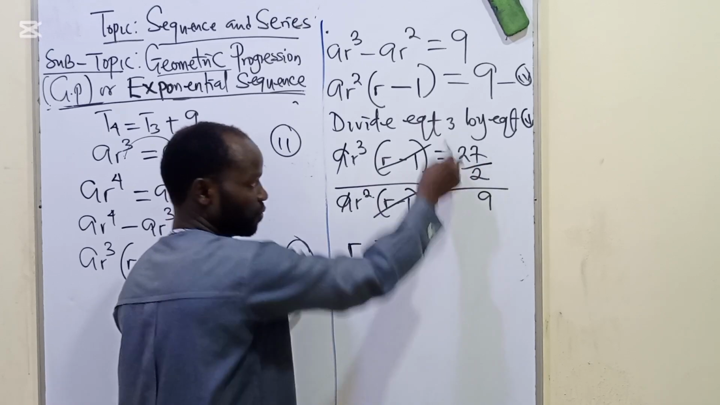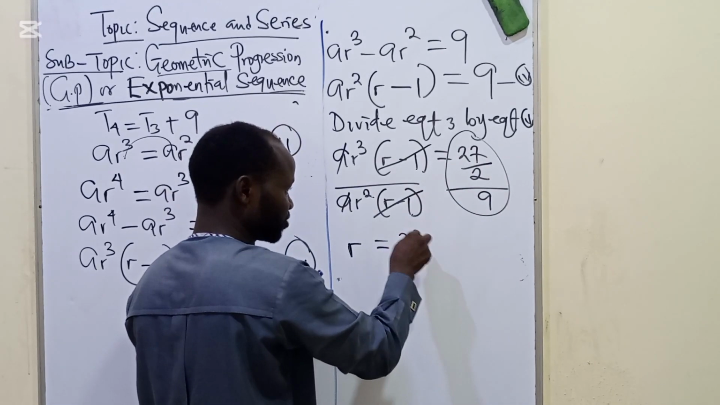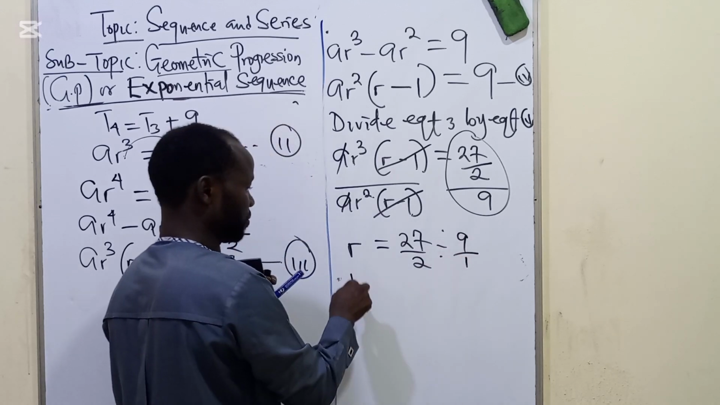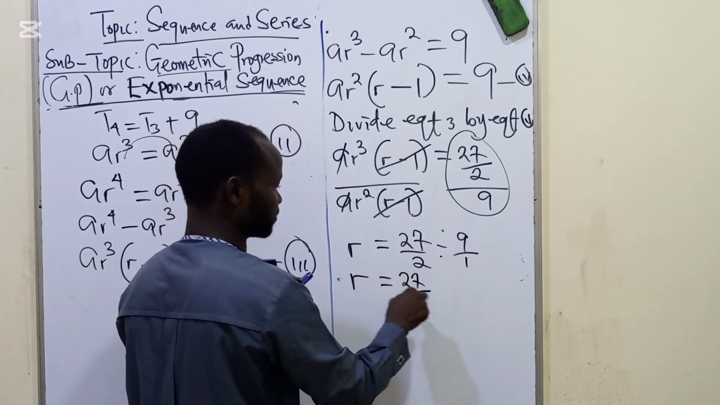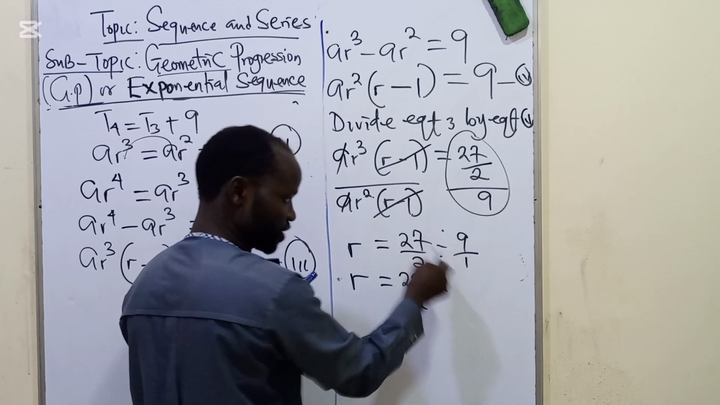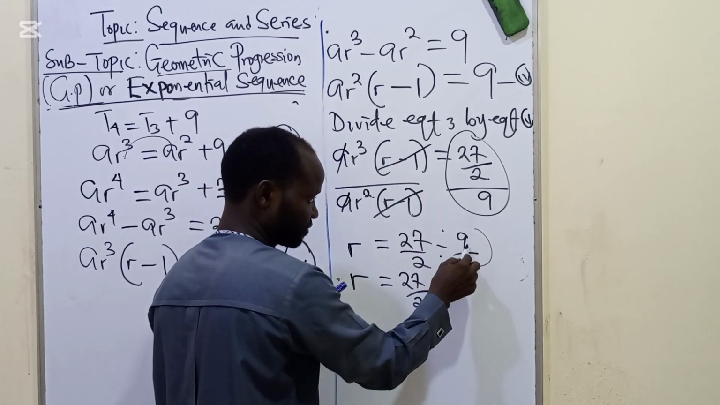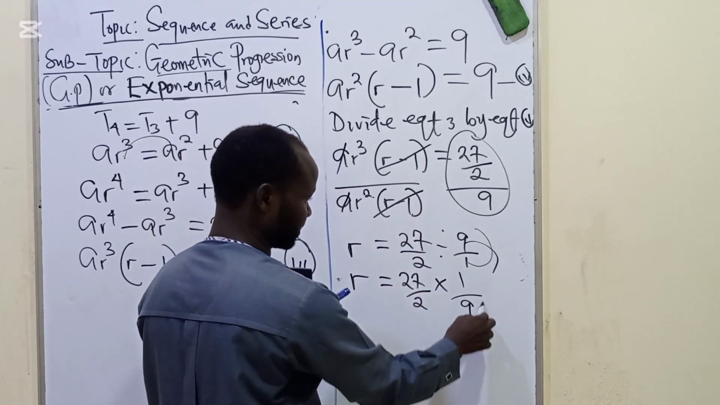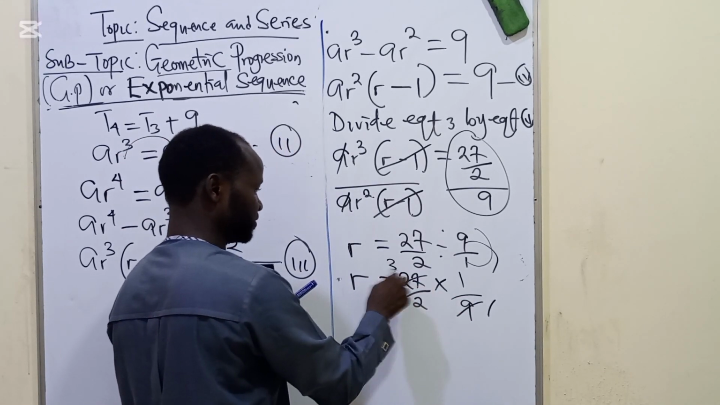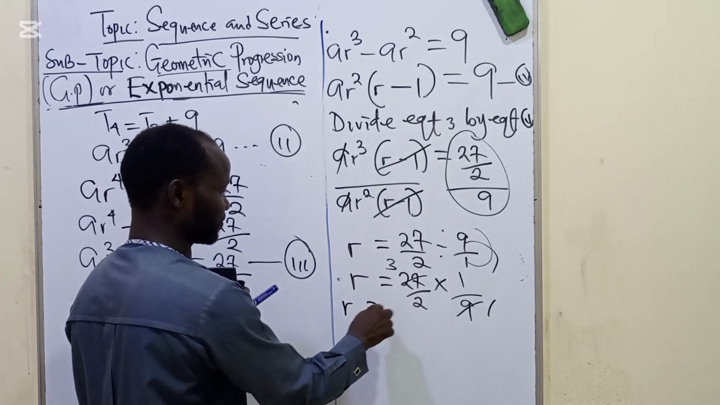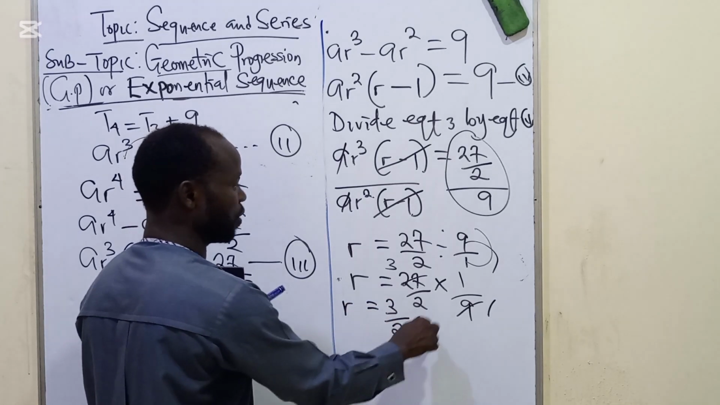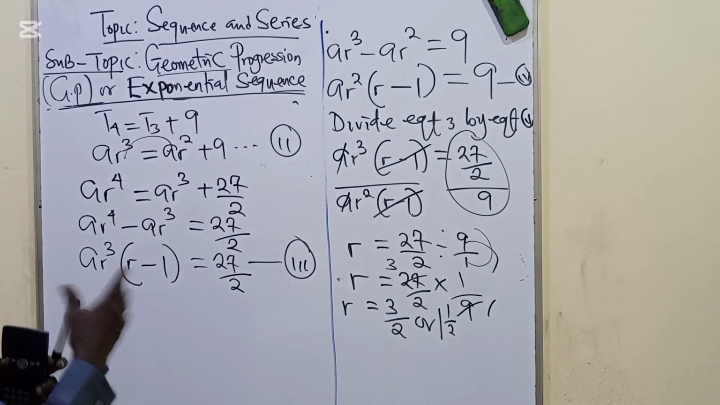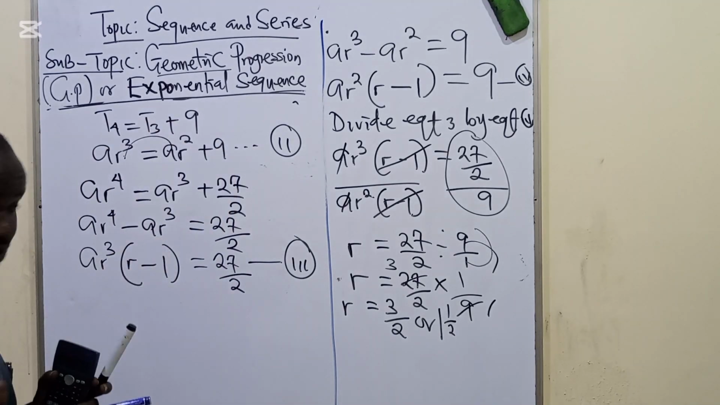This will now be equal to, let's work on this. This is the same thing as saying 27 divided by 2 divided by 9 over 1. The common ratio R now will be 27 divided by 2 times this. When we change this division to multiplication, we have to invert both the numerator and the denominator. So it will be 1 divided by 9. 9 here 1, 9 here 3. So the common ratio R now is nothing but 3 divided by 2 or 1.5. Very important. So the common ratio is 1.5. I hope we are together.